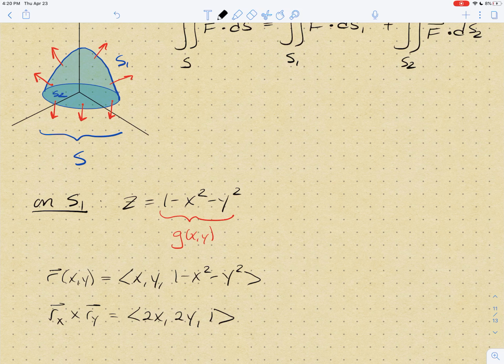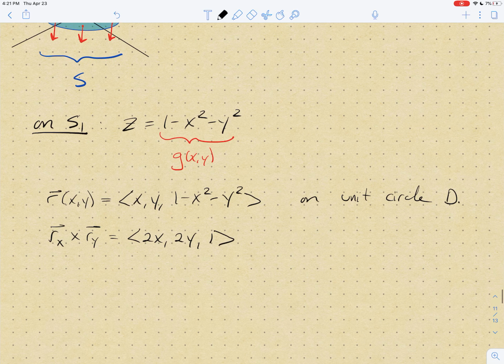And so this parameterization, by the way, is valid over, well, let's see, this is valid over the unit circle. How do I know that? Well, when z equals 0, I can move this part over and I get the unit circle. So this is valid on, let's just say, the unit circle, and let's just call it D. Okay, so there's my setup.